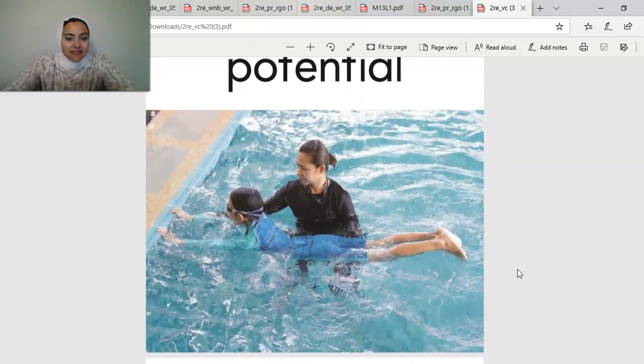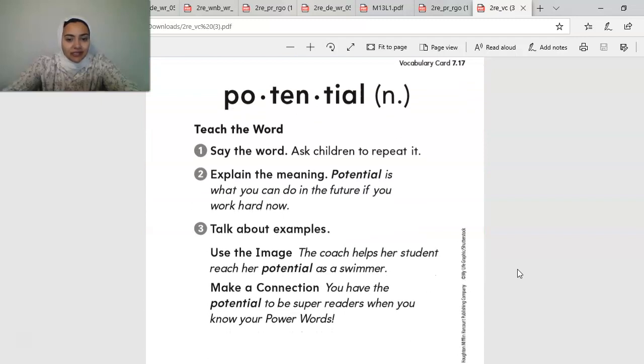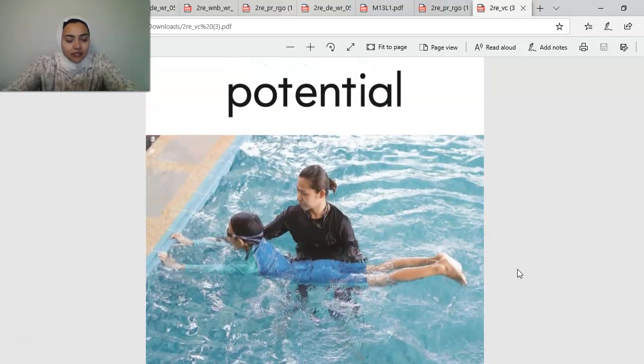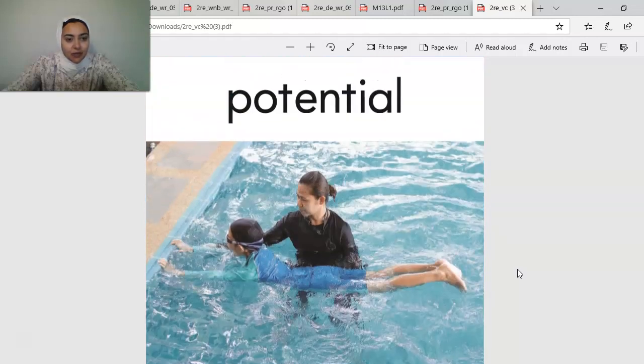All right. And then last one, potential. This kid has potential to be a great swimmer. Potential is what you can do in the future if you work hard. The coach helps her student become a potential swimmer. Okay, so potential is what you can do in the future if you work hard.